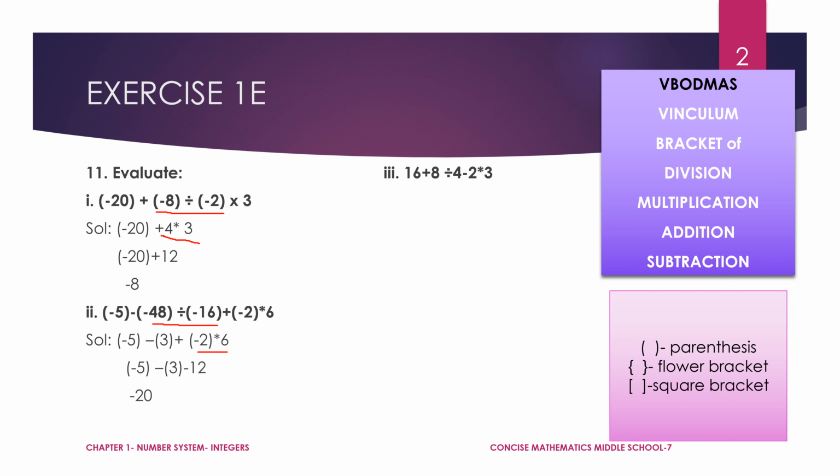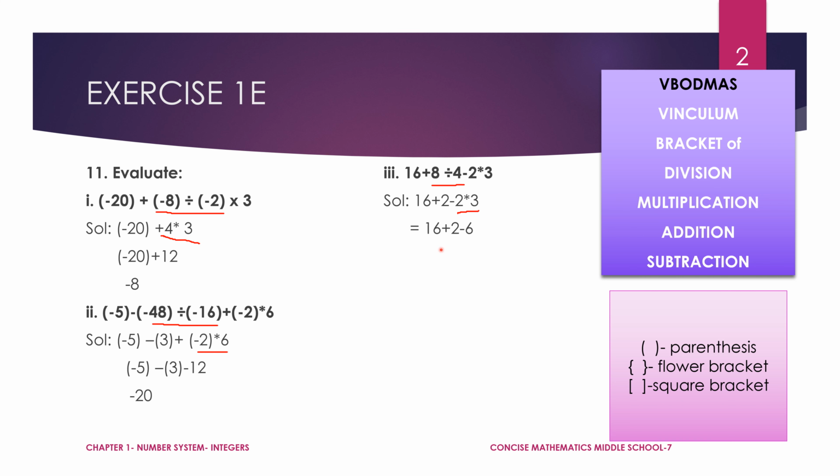Here is the division. 8 divided by 4. When you divide 8 by 4, what you get is 2, because 4 2s are 8. So plus 2 minus 2 into 3. After division, you should give preference to multiplication. So you should multiply 2 into 3.